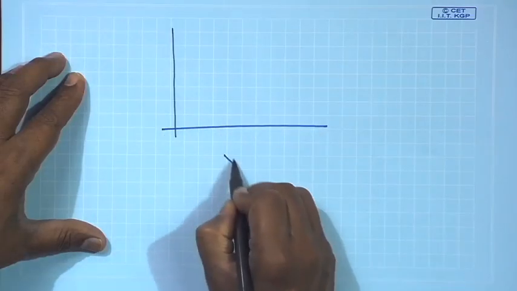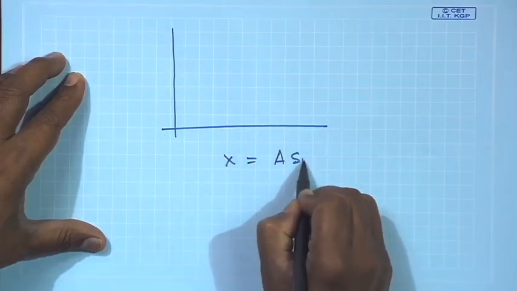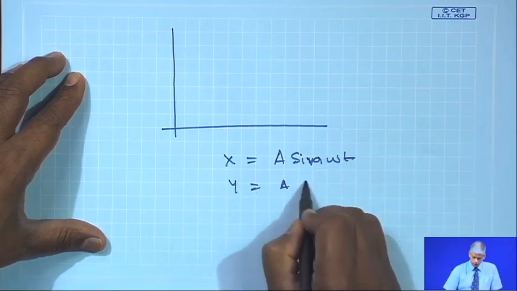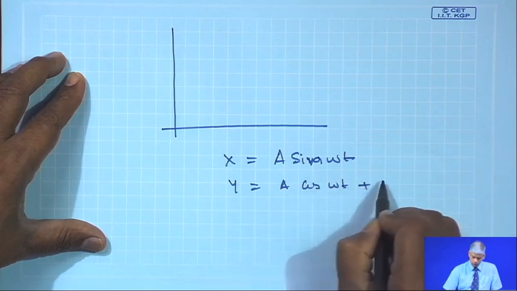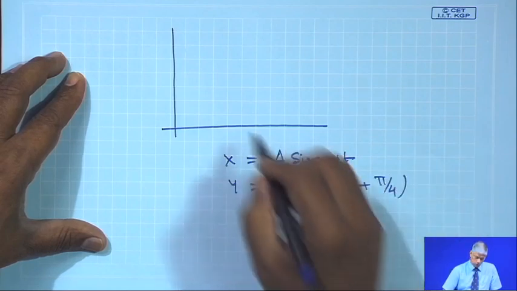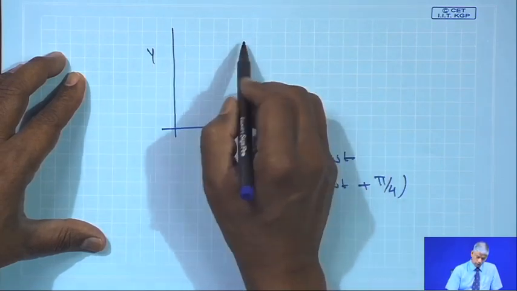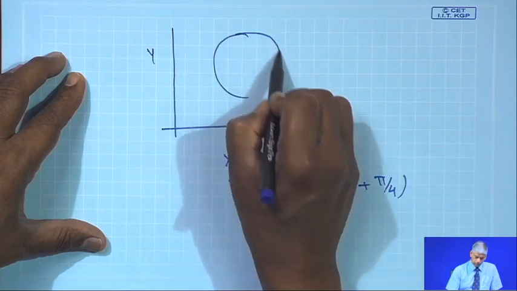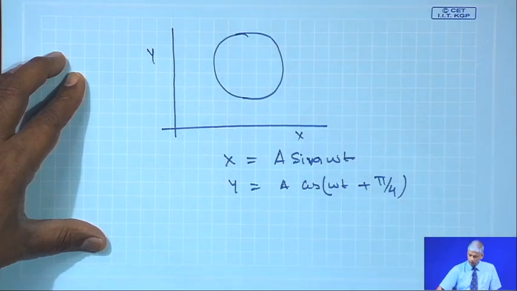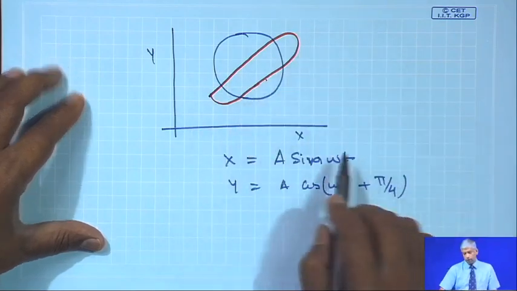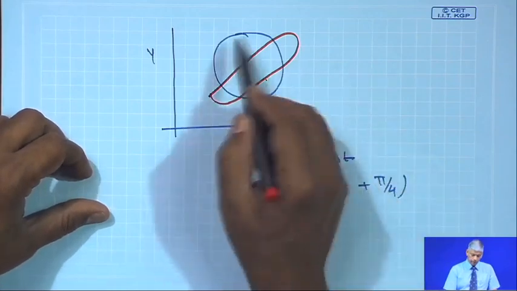Another thing that also happens is the phase difference between the signals. Suppose x is equal to a sin omega t and y is equal to a cosine omega t plus a phase difference of pi by 4. What would happen? You will see that from a circle, this would become an ellipse, and so on. Of course, the amplitude A would be the same.